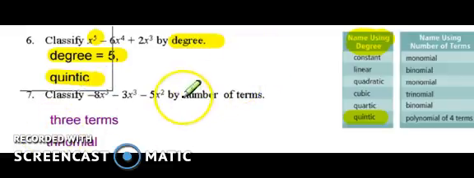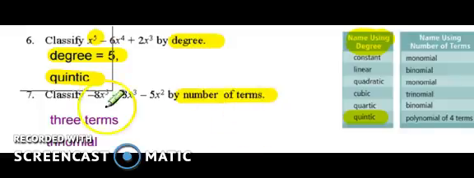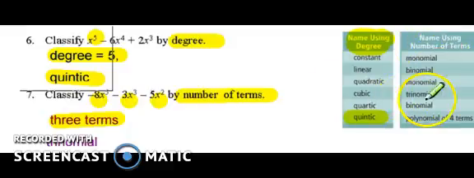In question 7, I am classifying by the number of terms. I have 3 terms here. 1, 2, 3. 3 terms. Now look at my table. 3 terms, you remember from Algebra 1, 2, that is a trinomial.